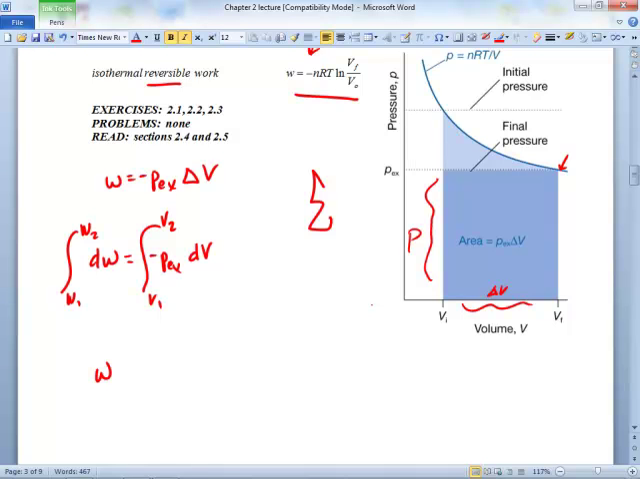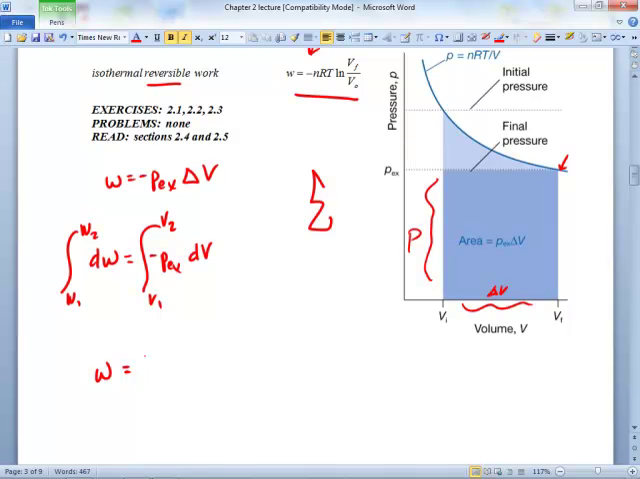Work is not a state function. I could waste a lot of time raising that syringe. I mean, I could go up this way, go back down. A gazillion different paths to go from the initial to the final state. Work is not a state function. That's why it's poor practice to write delta W. You just write W because it's not a state function. So that's why I just write W, not changing W or anything.